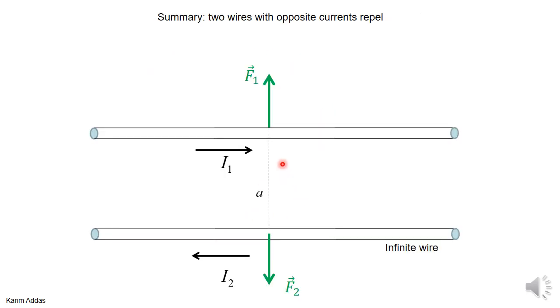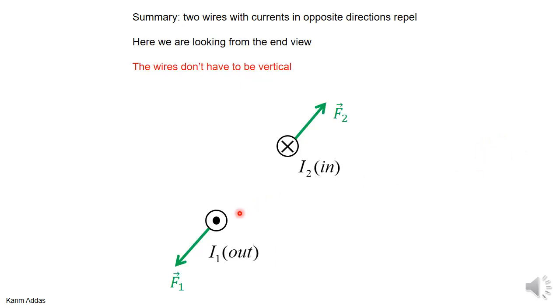And in the case where the two currents are opposite each other, then the force is repulsive. And if you look at the problem from this side, look to the left, you see that one current is coming out of the page, one current is going into the page, so they're opposite in direction, the currents, and then in that case the forces are repulsive.